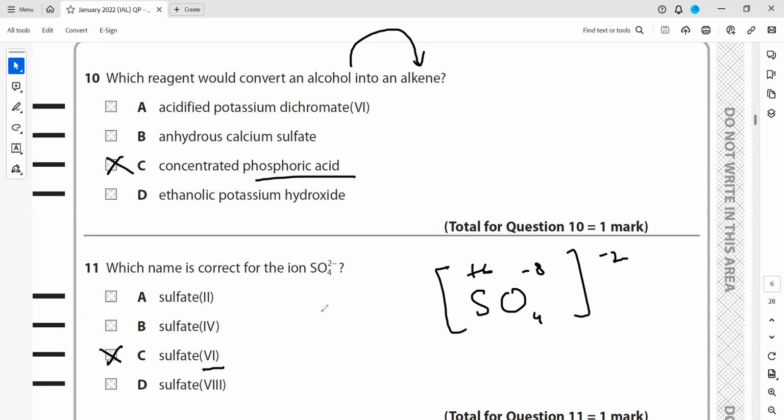If it was sulfate(IV), then it will be like this. Because each oxygen is -2, 3 will be -6, so sulfur will be +4. Then it is a sulfate(IV) ion, but this is a sulfate(VI) ion.